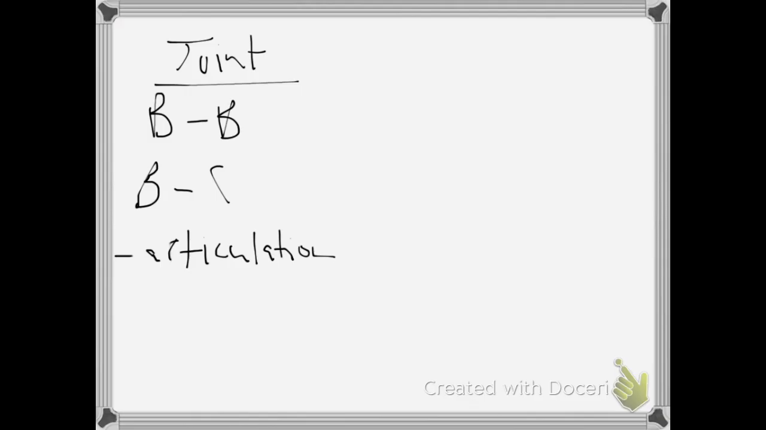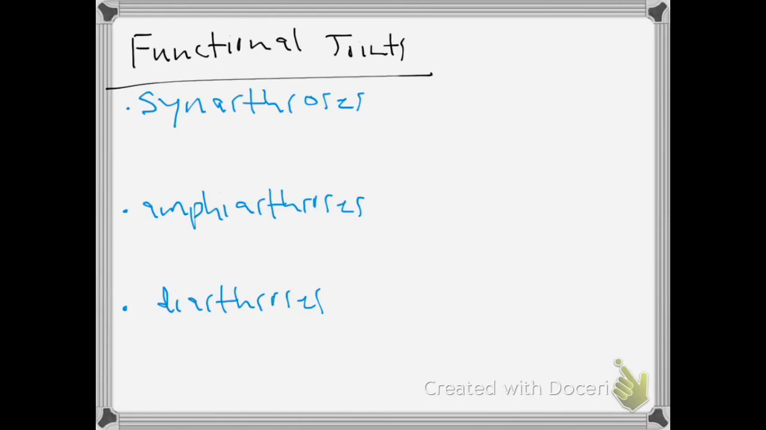All right, so we're going to look at these two classifications, a functional classification of a joint and a structural classification of a joint. For a functional classification, what we're asking is basically how much movement occurs at these joints. So these are our three functional classifications of joints. We have synarthroses, amphiarthroses, and diarthroses.